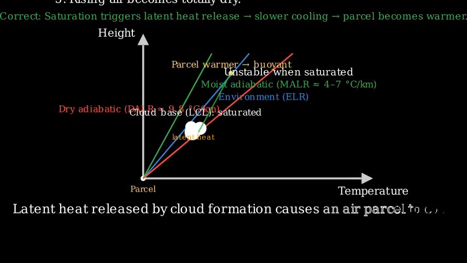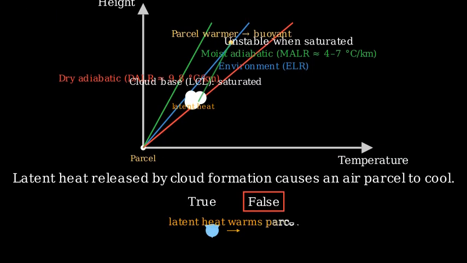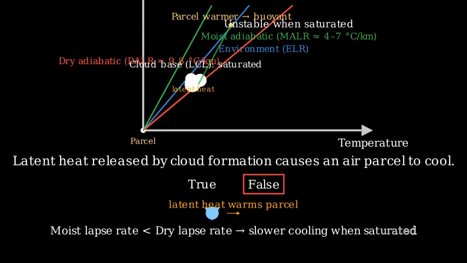Next question. True or false? Latent heat released by cloud formation causes an air parcel to cool. This statement is false. When vapor condenses into cloud droplets, latent heat is released into the parcel. That energy input warms the parcel relative to how fast it would otherwise cool, and that's why the moist lapse rate is smaller than the dry lapse rate.